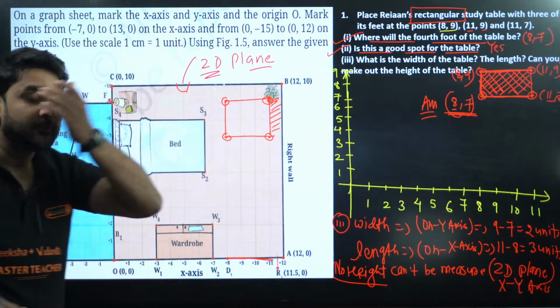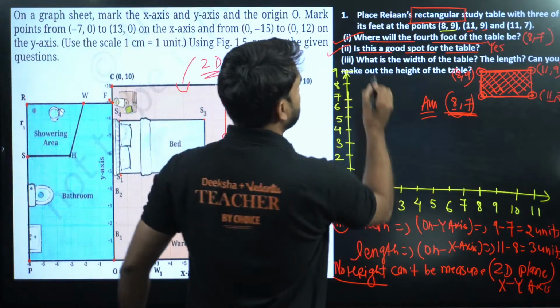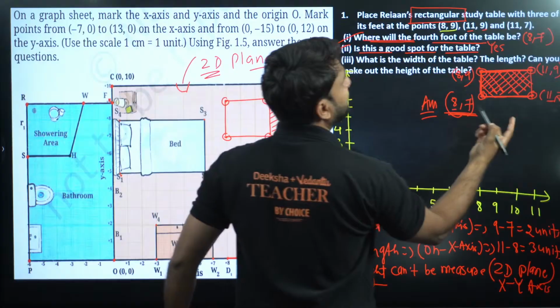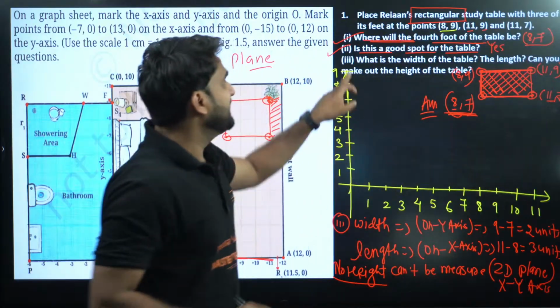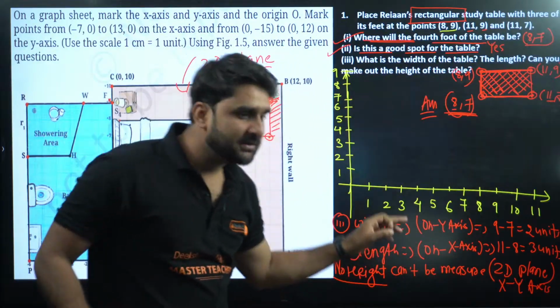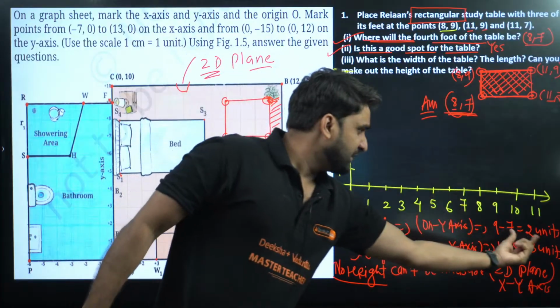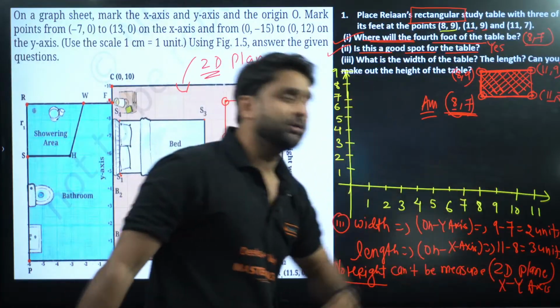Everything clear to all? So first question, where will the fourth foot of the table lie? 8, 7. Is this a good spot for the table? Yes. What is the width? So width is 2 units. What is the length? Length is 3 units.